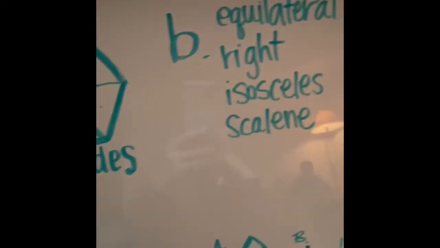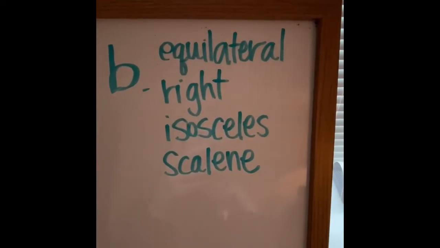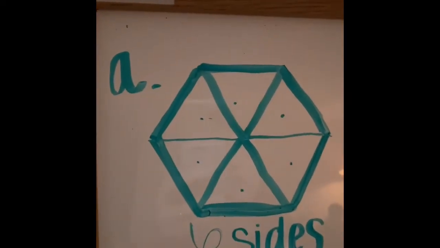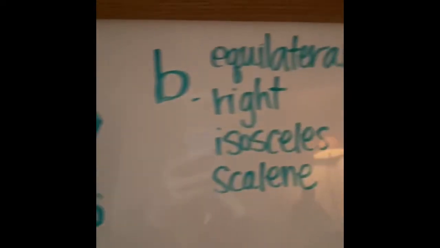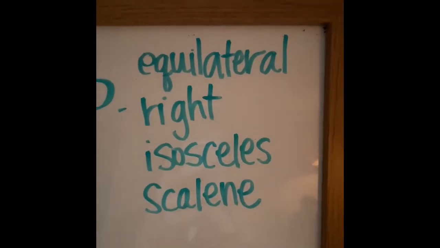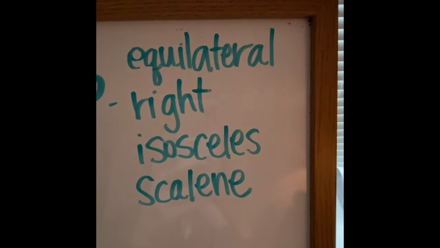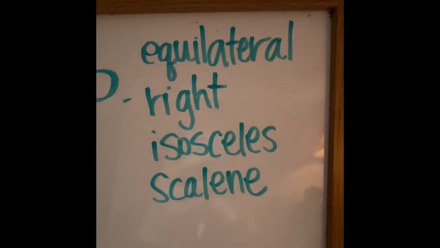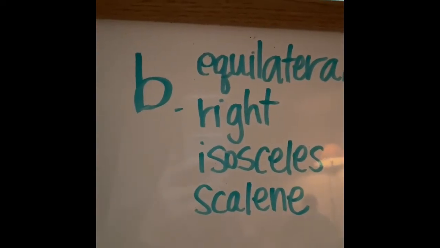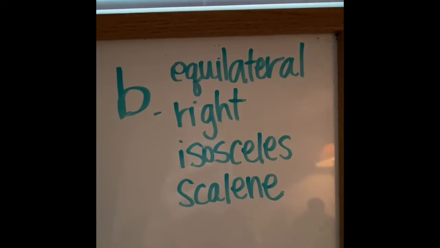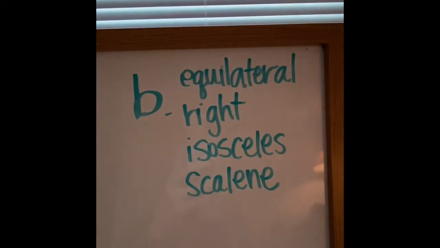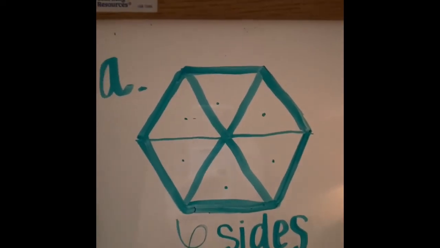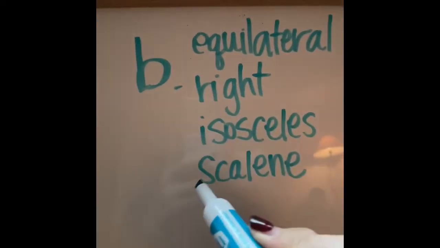All right, let's look at B. B says, what type of triangles did Kristen use to make the hexagon? Quick look back at the triangles that I've made, and here are my choices. Did I use equilateral triangles, right triangles, isosceles triangles, or scalene triangles? Now, think back to what each of those triangles is. A scalene triangle has all different lengths for its sides. I don't see very many differences in the length, so it's not scalene.